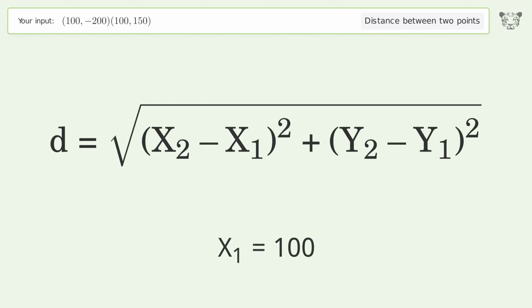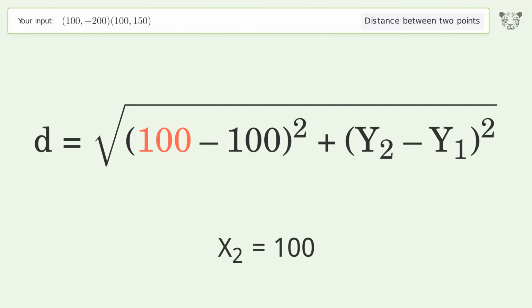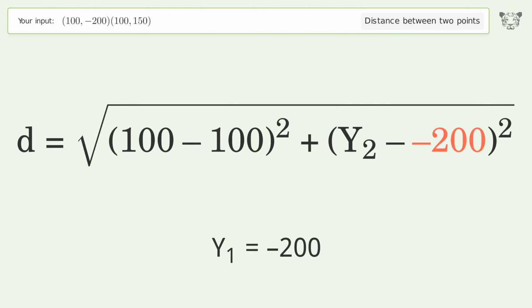x1 equals 100. x2 equals 100. y1 equals negative 200. y2 equals 150.